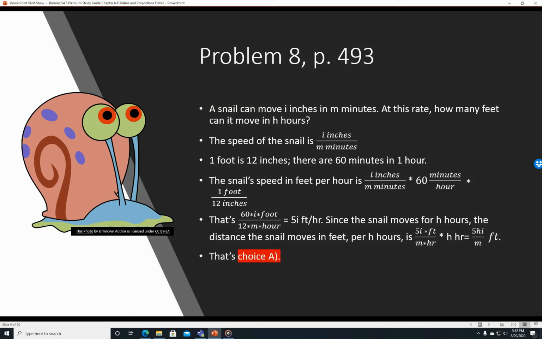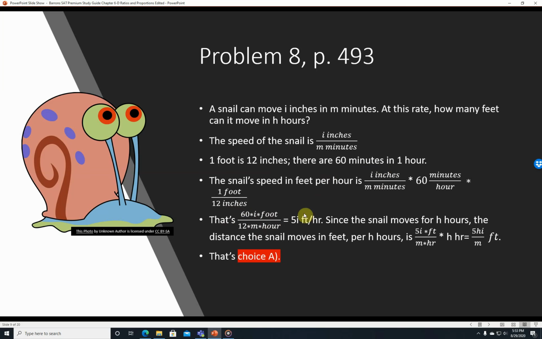But getting back to this. A snail's speed in feet per hour is going to be I inches over m minutes times 60 minutes per hour. So you can see that minutes cancel out right there. So it's going to be times 1 foot over 12 inches. So you see inches also cancel out. So it's going to be 60 I feet over 12 m hour, or hours. Doesn't matter whether you say feet or foot in this problem. They're just placeholders so you know what's going on and so the units work out right. Remember, if the units don't work out right, it means you made a mistake and you need to go back and check your work. So, okay, 60 times I times foot over 12 times m times hour.